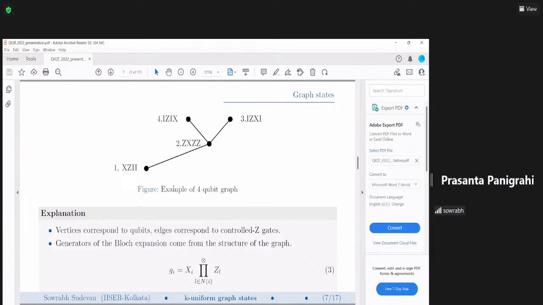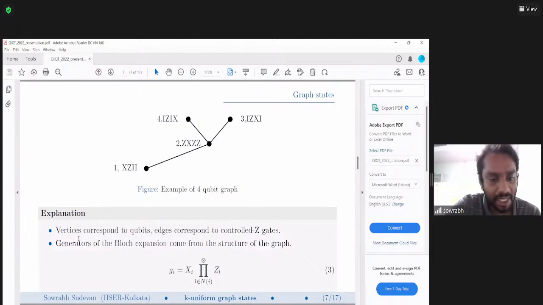So now these things can be implemented in other ways also. The vertices can correspond to qubits prepared in the up plus down equal superposition, and the edges correspond to control Z gates. But for our purposes, this stabilizer structure is more important. So now, the generators of the block expansion come from the structure of the graph. As I mentioned here, the generator for the ith vertex will be Xi times the product over ZL, where L is all the neighbors of i as per this graph.